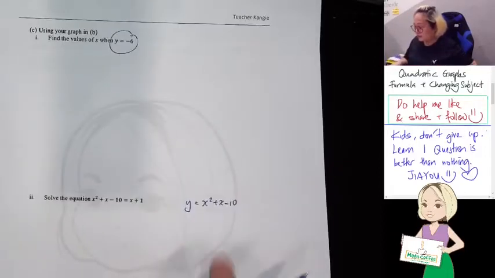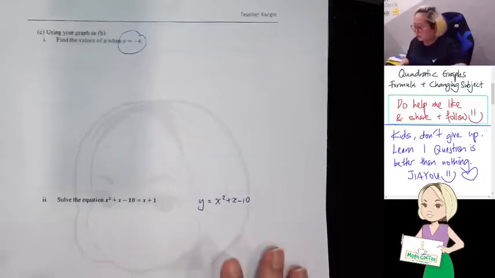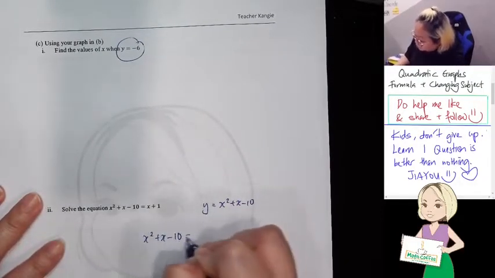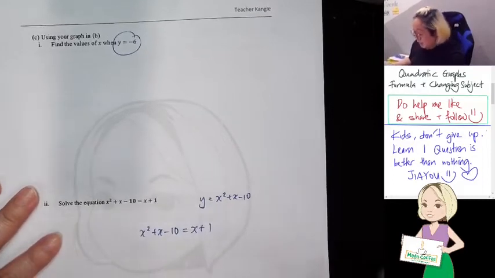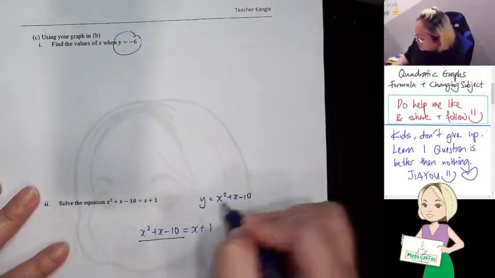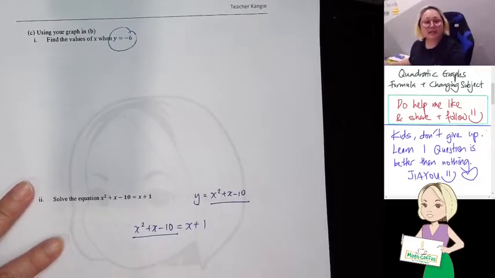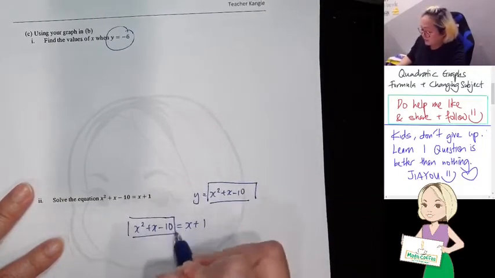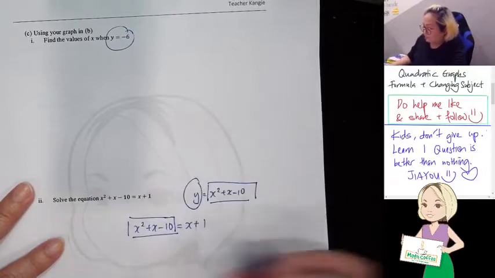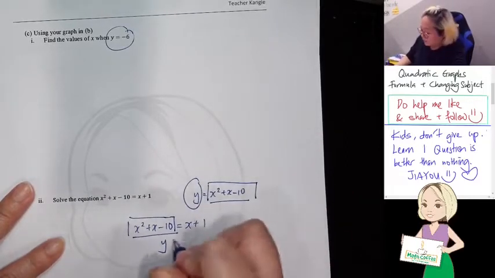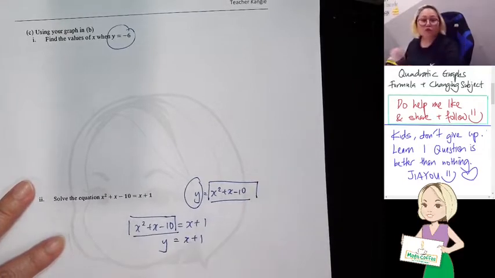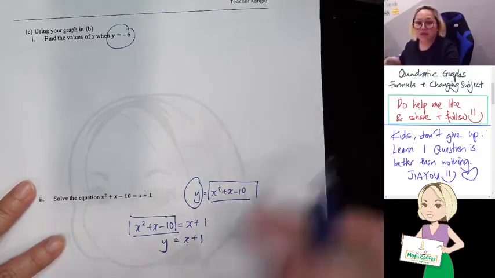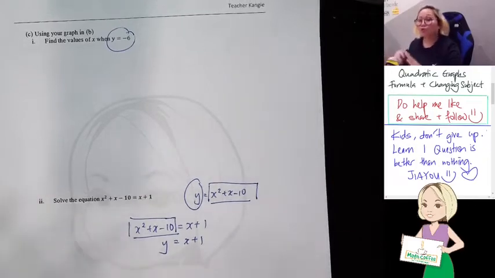So then after that, I write out the original here. This is the equation they asked me to solve. If you notice, this and this are exactly the same. So what I need to do is replace this with y. So write this as y. So it's y equals x plus 1. In other words, I need to draw an additional line to solve this.